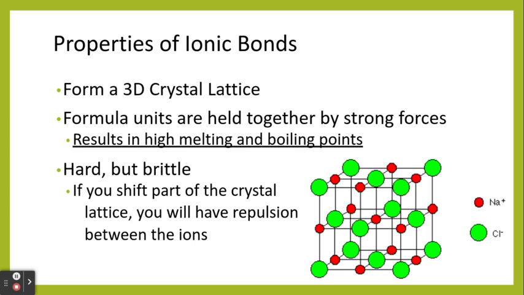So if we were to hit them with a hammer, we have to shift part of the crystal lattice. This causes the ions to be side by side with the same charge, so positive by positive, which they don't like. So they're going to repel, which causes them to be very brittle and break into little fragments.